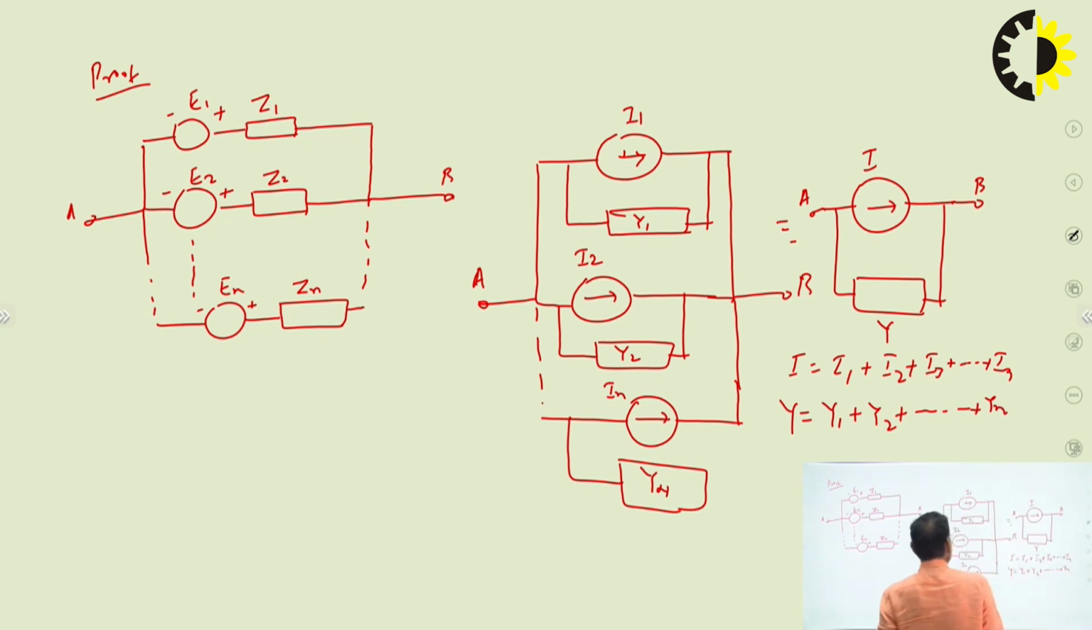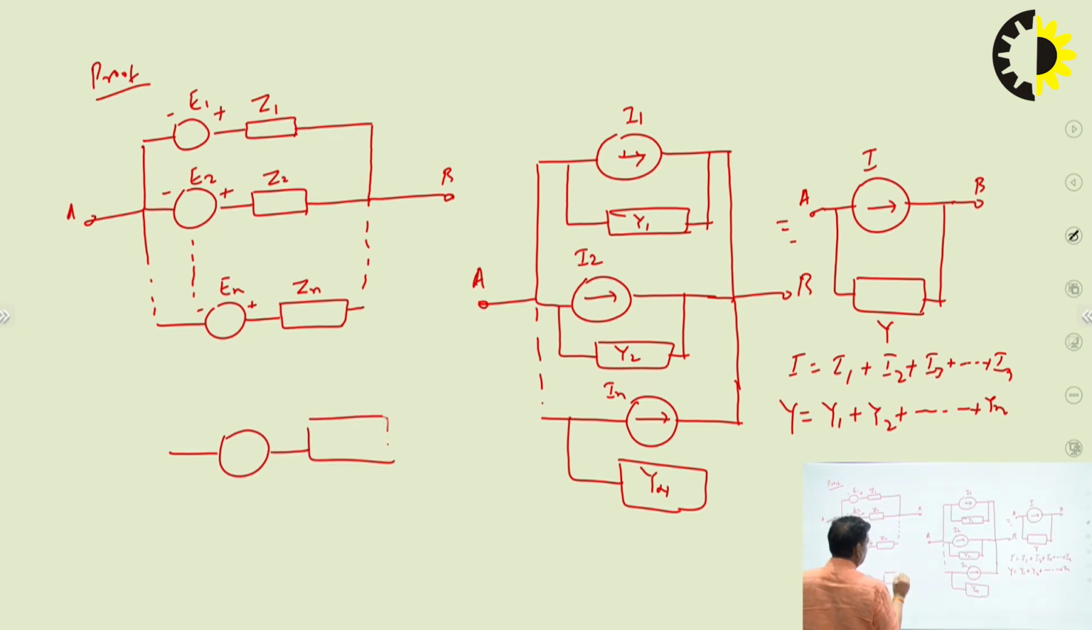So, this can be converted into a simple voltage source in series with an impedance Z. This is E, and this is terminal A and B. So, the proof is very simple.